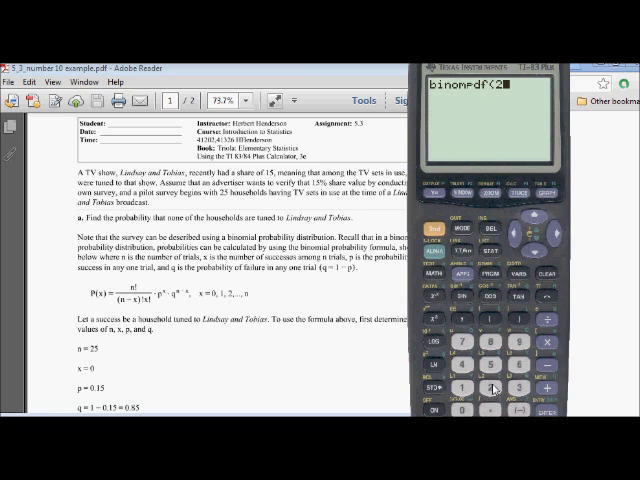And we enter 25, comma. And then we enter the second parameter, which is 0.15, comma. And then finally, we enter this none right here, which is 0, parentheses, and we hit enter, and 0.1719, and so on, otherwise known as 0.017.